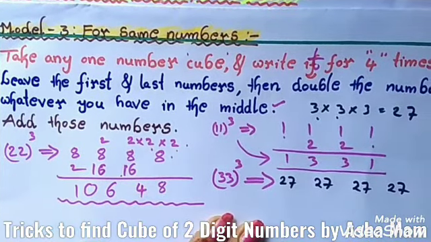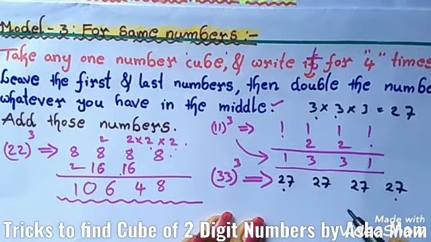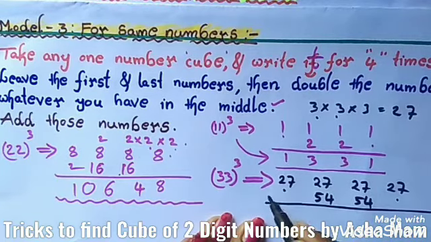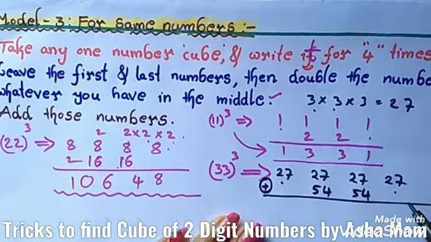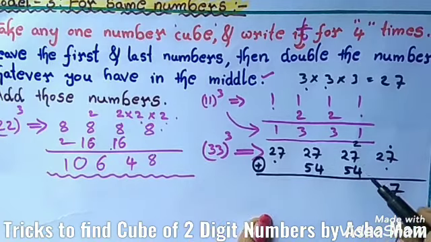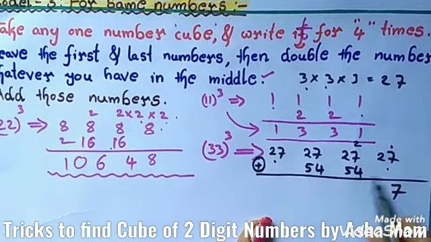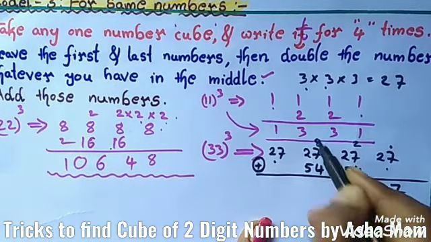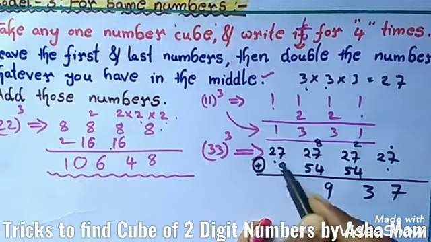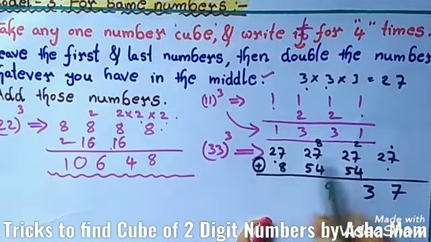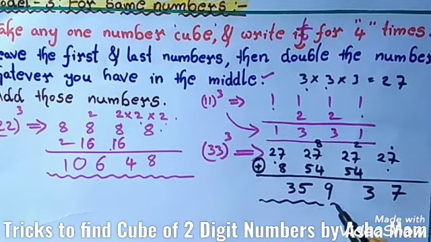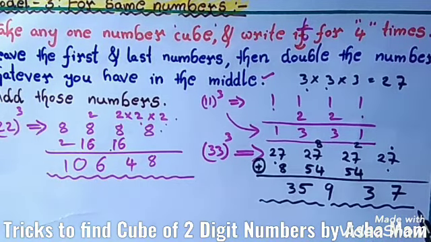27. Right. Now in second step, leave the first and last numbers and double the middle ones. So 54, 54. Now we have to add them. Here 27 means we have to write only the unit digit, so 7. Here is 2. 54 plus 27 plus 2, 83. 3 and here 8. 27 plus 54 plus 8, so 89. Here is 8, here is 9. Now 27 plus 8, 35. So this is the answer, students, for 33 whole cube.